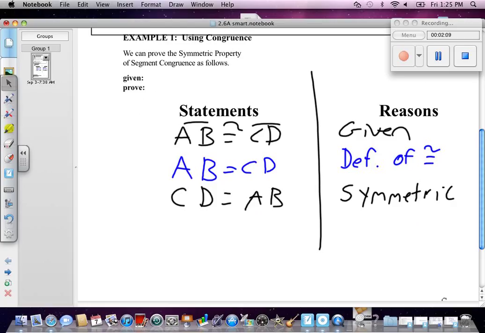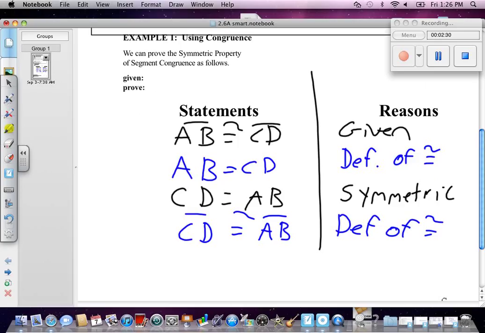Now I'm going to say CD is congruent to AB. Now, look what I've changed. I've added that congruency symbol, those 2 lines on the top. What are we going to call that? Definition of congruence. Whenever you're adding the little squiggle or taking it away on top of the equal sign, to make it from congruence to equal or equal to congruence, we call that definition of congruence. You're going to use it a ton.